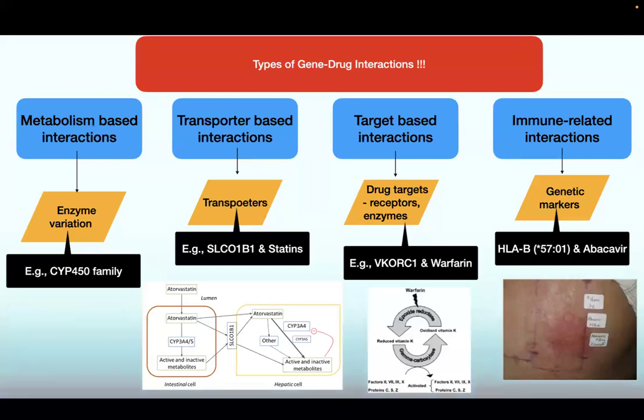Okay, and basically this is a protein in humans which is encoded by the SLCO1B1 gene, and in pharmacogenomic research it is associated with simvastatin also. Simvastatin, and after that atorvastatin, you can take as an example of this particular thing.